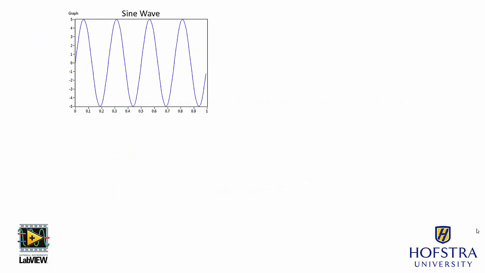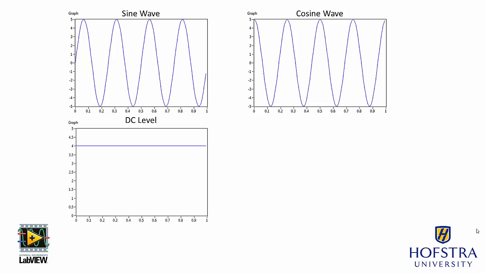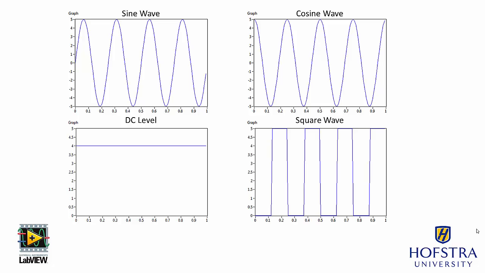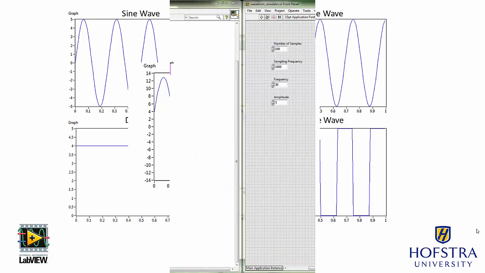Our current program has the ability to generate a sine wave at a user-defined amplitude and frequency. We will now include the ability for the user to choose between a cosine wave, a DC level constant value, a square wave, and lastly, a user-defined function.